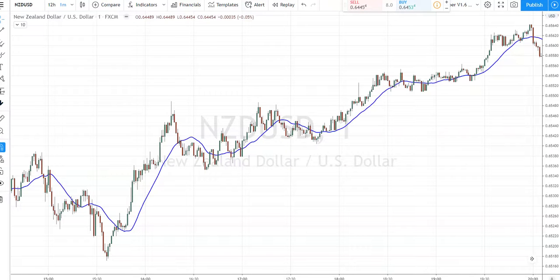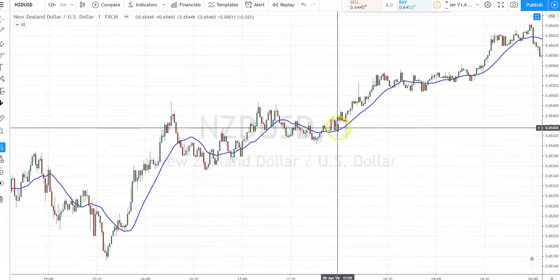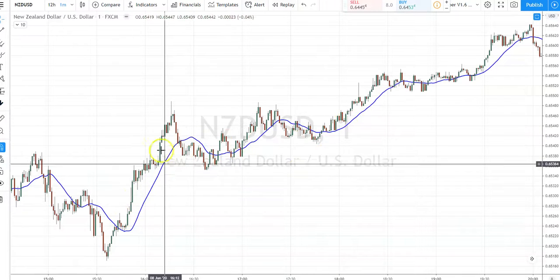Welcome to the channel. We talk about trading the 1 minute time frame, 1 minute chart using moving averages and how you can improve your chances of success and how you can guarantee your failure. Okay, so here we're just on NZD USD. So we can take any chart. This is the 20 period moving average, and you can see how this price moves.